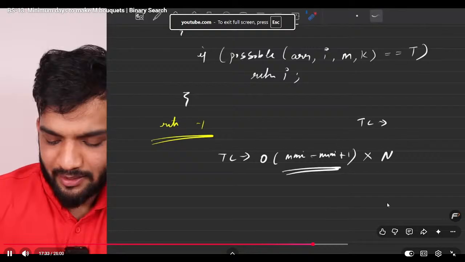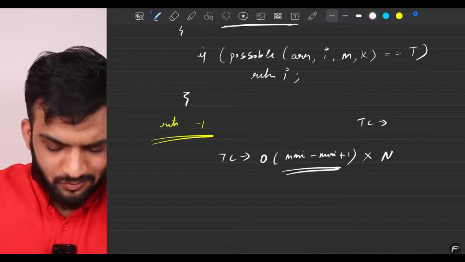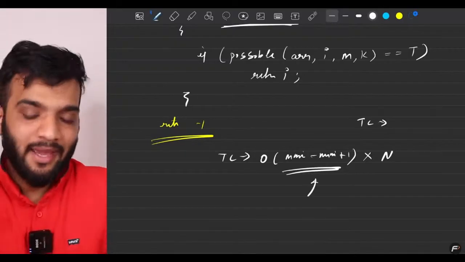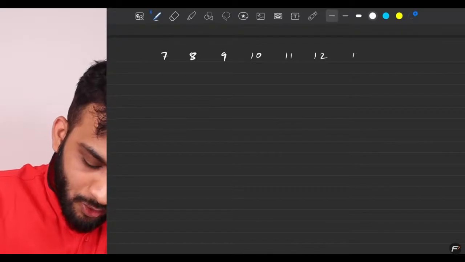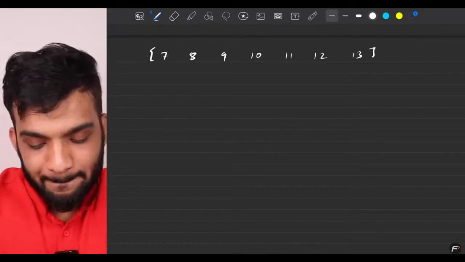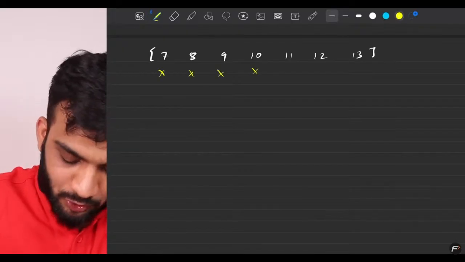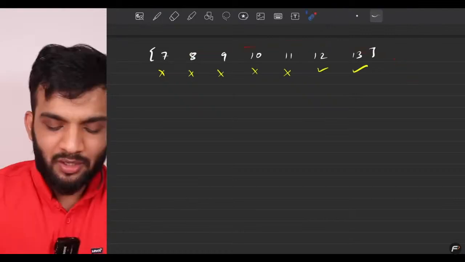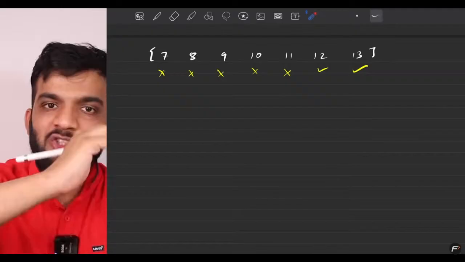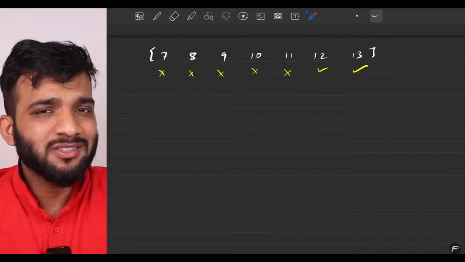Now the question arises, can I optimize this? Probably I can. Why can I? Let's go back. We had 7, 8, because that was the range in which the answer was possible. We knew this was not possible, this was not possible, this was not possible, this was possible, and this was possible. So we know the range and we know in which area it is not possible and in which area it is possible. If I know this, the problem becomes super simple, isn't it?